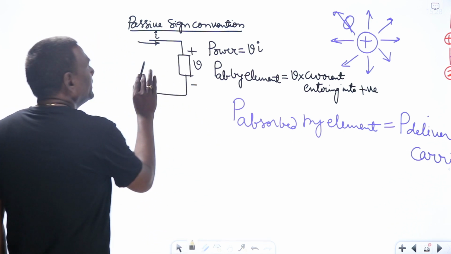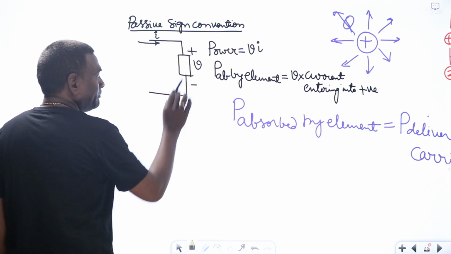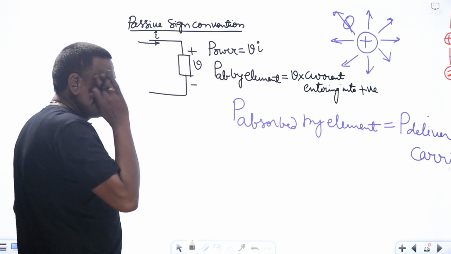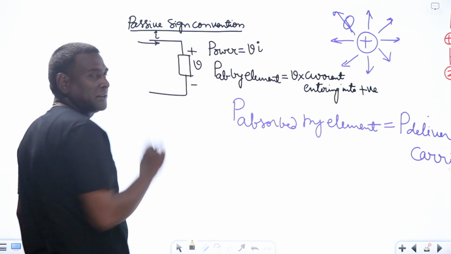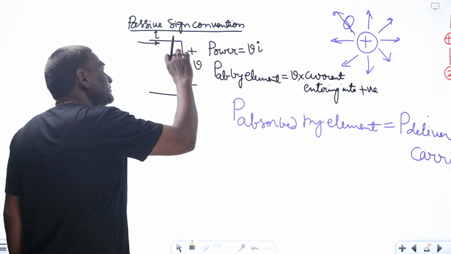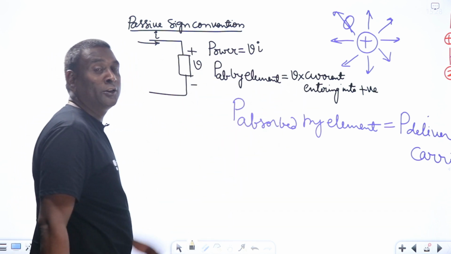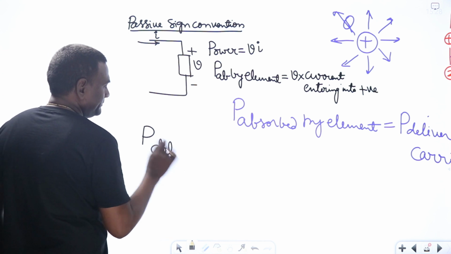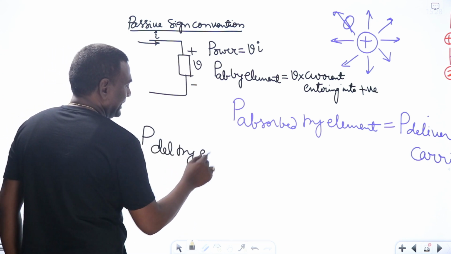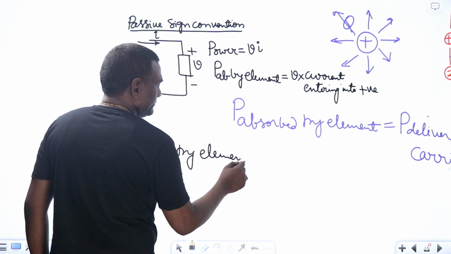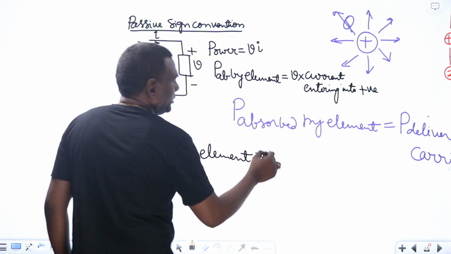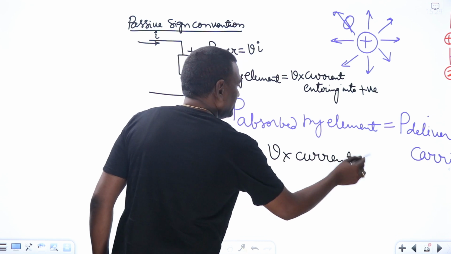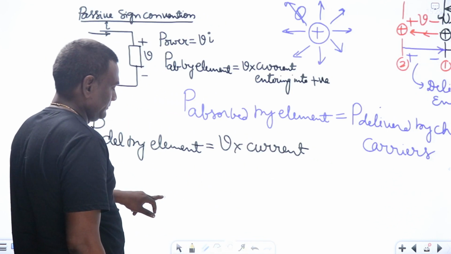Now the conclusion is very simple. Normally we write power absorbed only, but we have to keep it in mind that it is power absorbed by the element. Power absorbed by the element is nothing but voltage multiplied by current entering into positive terminal, and at the same time power delivered by element equal to voltage multiplied by current leaving positive terminal.